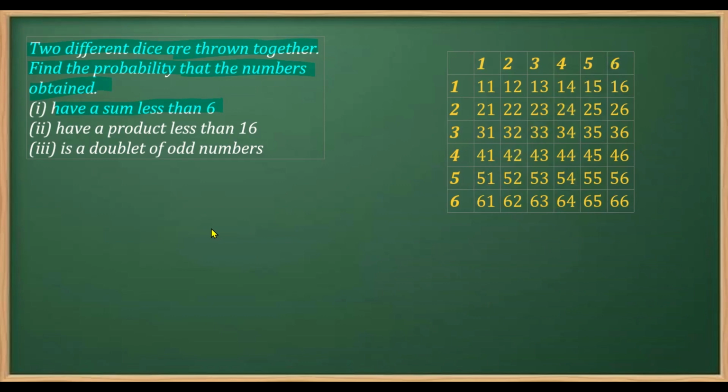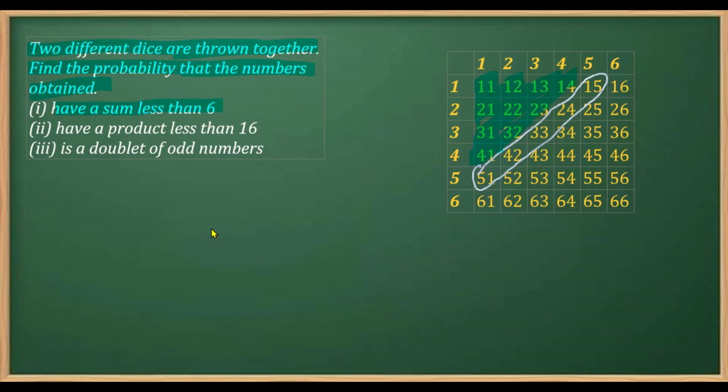This is 6. So let me show you what I mean. In case of a sum, you have to observe diagonally, right? These elements will give the sum as 6, but we have to look for less than 6. So look diagonally at the triangle formed over here. This is 5, right? So how many of them are there? You just need to count these.